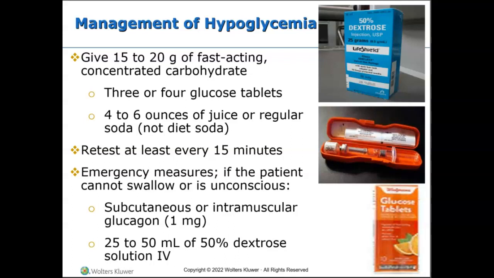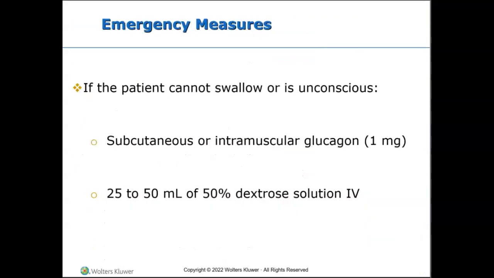If it's an emergency and the patient's unconscious, then obviously they can't swallow safely. So we're going to give them subcutaneous or intramuscular 1 milligram of glucagon, or we call 911, and because if they're in the home, we're going to call 911. And if we do that, then we're going to give them 25 to 50 milliliters of 50% dextrose IV solution. Okay, emergency situations. Again, if there's an emergency situation and they are unconscious and they were at a facility, we would administer glucagon, sub-Q or IM, or dextrose IV.